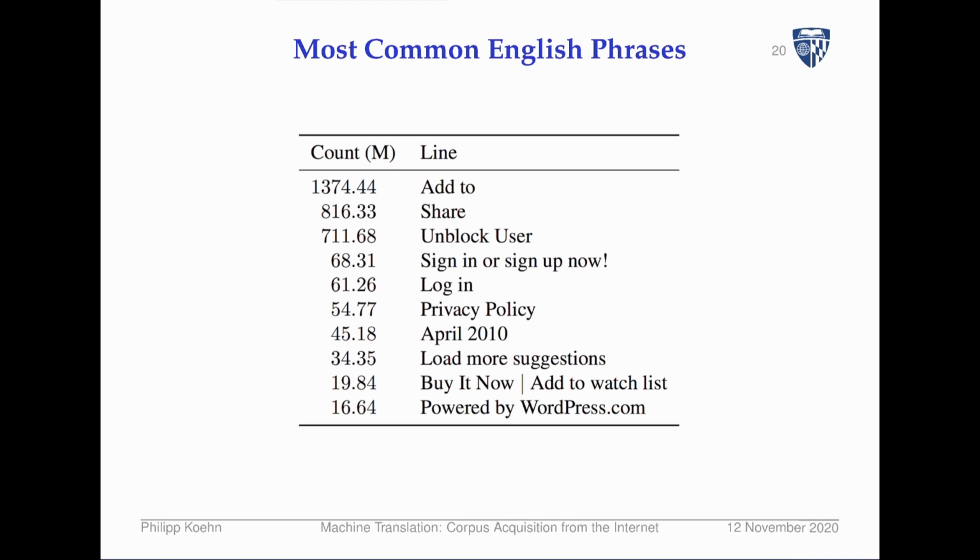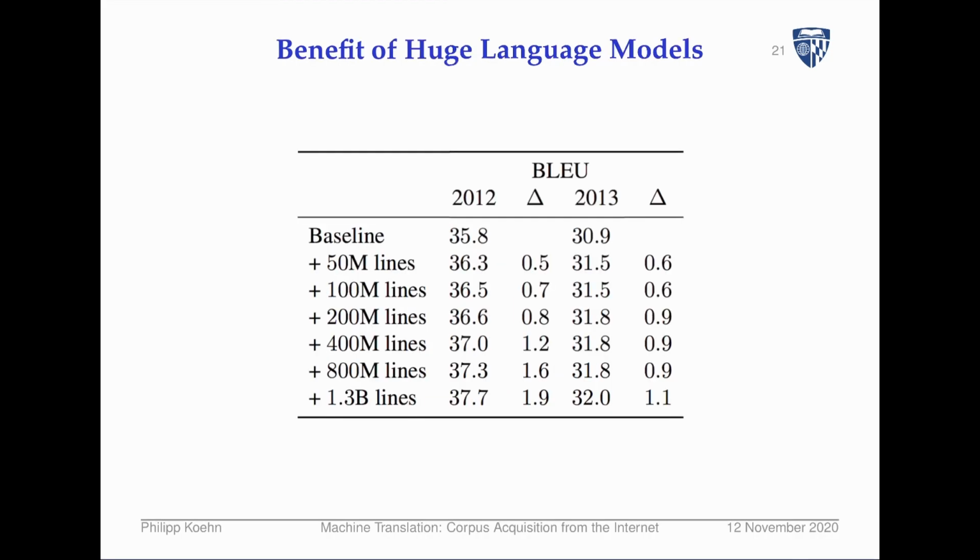Also interesting, if you look at the text you get out of this, you get a lot of stuff that is just repeated over and over again. If you just look at things like add to or share or unblock user, these things occur excessively frequently. Add to occurs as a line over 1 billion times in the corpus. And apparently WordPress is probably a tool because that line occurs 60 million times.